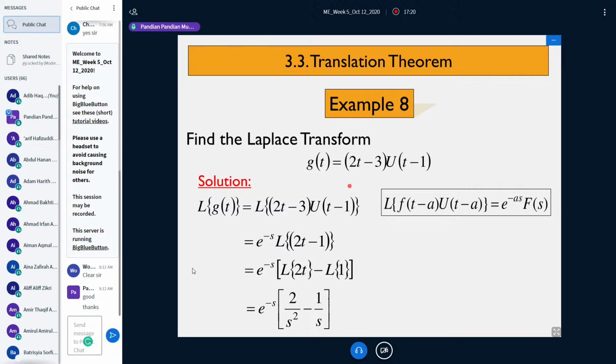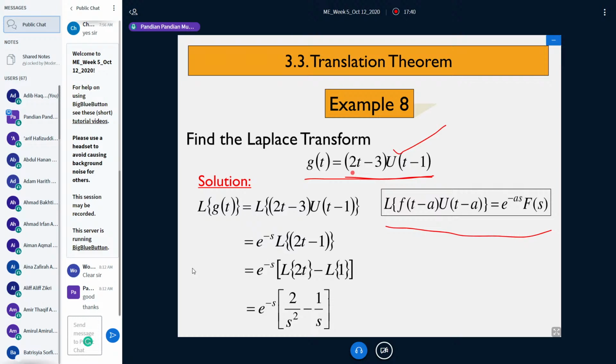Now, this one is not like factorization or multiplication, because this is a unit step function. If you want to find the Laplace of this g(t), you must use this formula. That's why they always quote this formula.